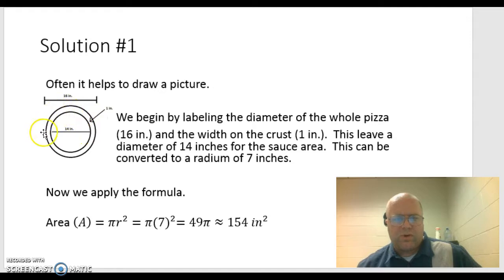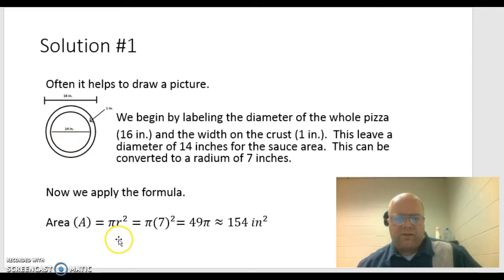1-inch border where the crust goes, and that'll easily allow me to figure out that the diameter of the inner circle is 14 inches because it's 16 minus 1 inch on the right minus 1 inch on the left, or that's equivalent to a radius of 7 inches.